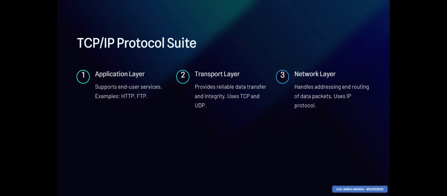As data moves down this stack, each layer adds its own header, a process called encapsulation. This structured approach simplifies network design and troubleshooting by separating concerns at different levels of the communication process.